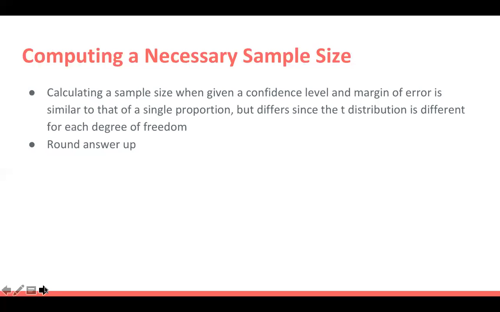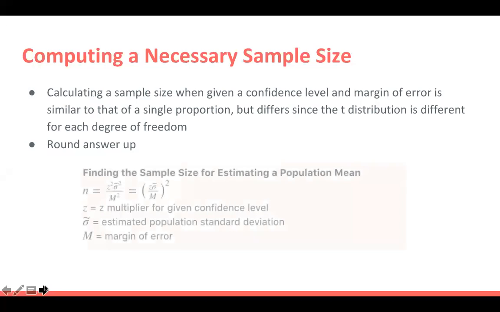So we can do the same thing that we did with the sample proportion when we were given a confidence level and a margin of error, and then computing a necessary sample size that will satisfy that. So that formula is very similar here. Here we're going to be using the z multiplier for the given confidence level. We're going to be using an estimated population standard deviation and a margin of error.